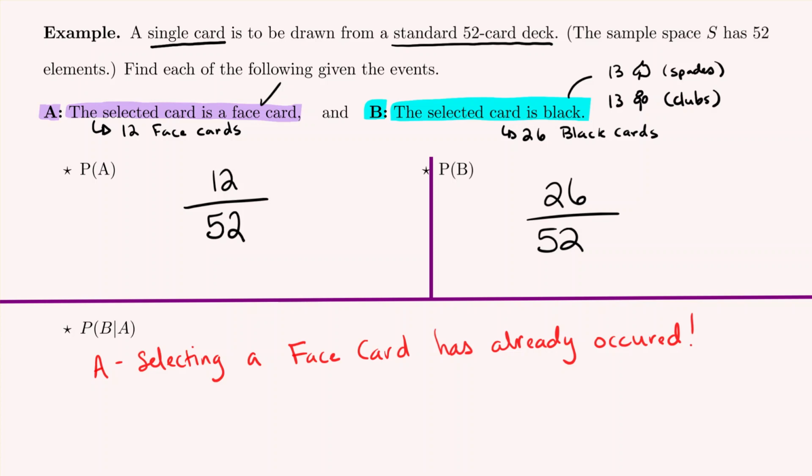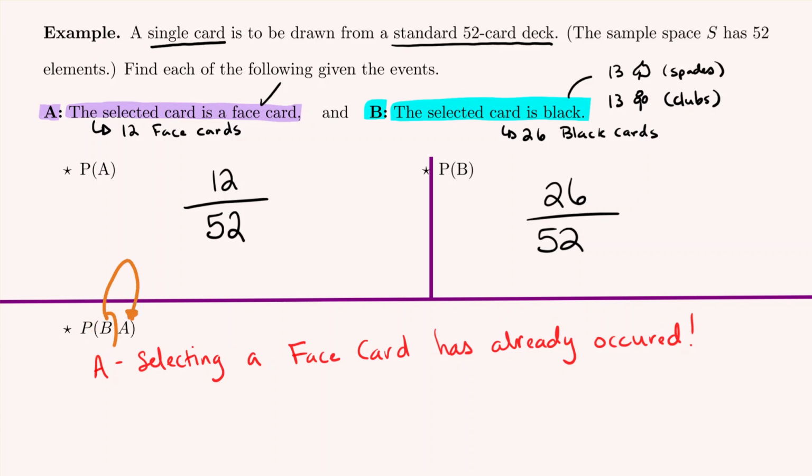So think about it. We were drawing a single card from the 52 card deck. We haven't looked at it yet, but our friend sitting next to us says, oh, you drew a face card. Okay, so we know that we've drawn a face card. However, we don't yet know if it's a red face card or a black face card. So we want to know what is the probability that B occurs, that the card we selected is black, based on the fact you already know you have a face card.